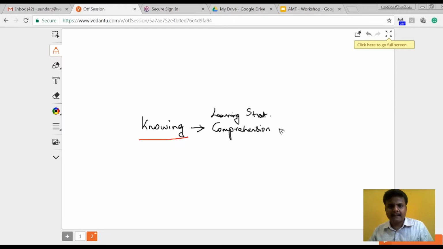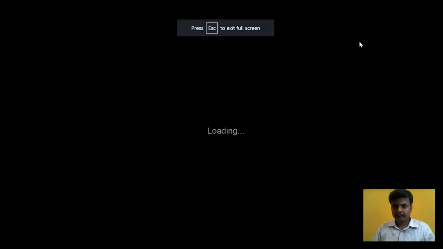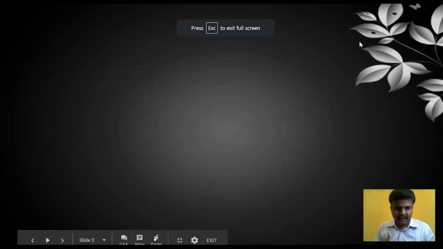Then after you have comprehended the information, the third part is storage. And this is where, now that you have comprehended the information, using a memory technique will work very well. All right. So these are the 3 steps that are involved in learning and remembrance. Now let's go back quickly. Keep these things in your mind. Let's move on to the first technique now.